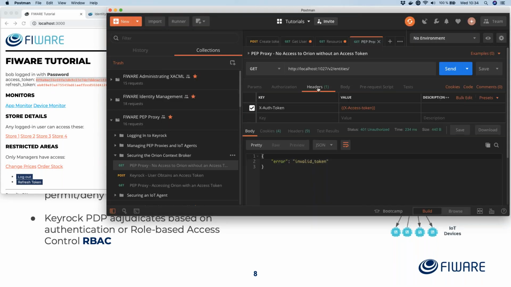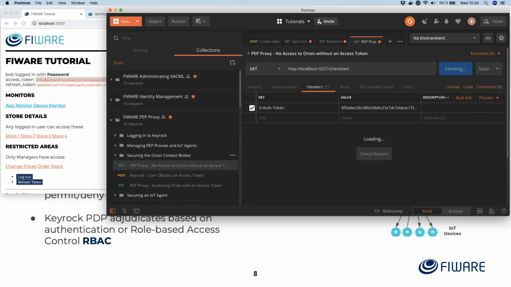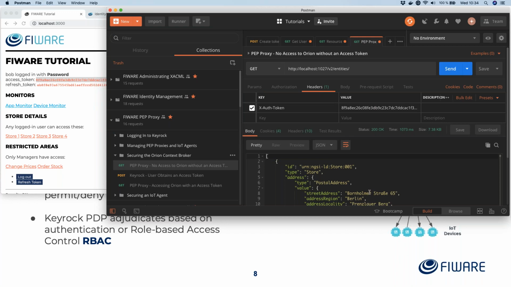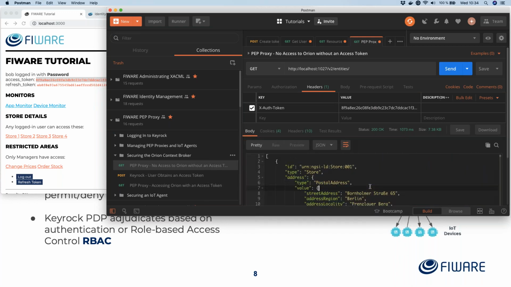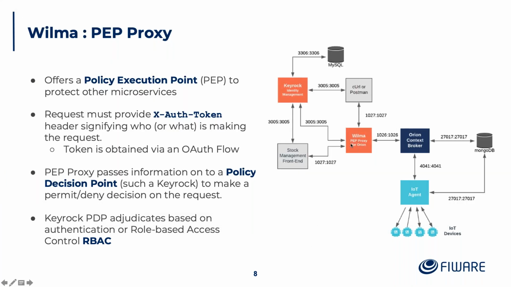Let's see what happens if I put my access token in the header. As you can see, I can now access the full data from the Orion Context Broker because the PEP Proxy has said, I've received something. It's got a user. Does this user have access? Yes, they should. Okay, I'll let them through. That's all that a PEP Proxy does. It's a protection method around the system.